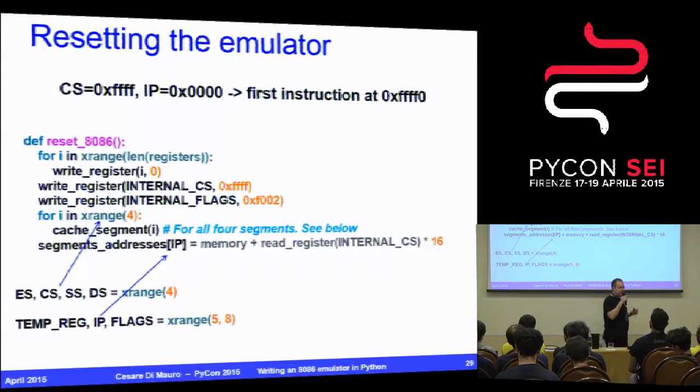Okay, now we go a bit inside the emulator. What happens when I reset the emulator? I clear all registers, but CS has to be set to all F, and IP can reset to 0. Because the first instruction executed by the processor, and then by the emulator, is at location FFF0. After that, I also have to cache the segments like I stated before.